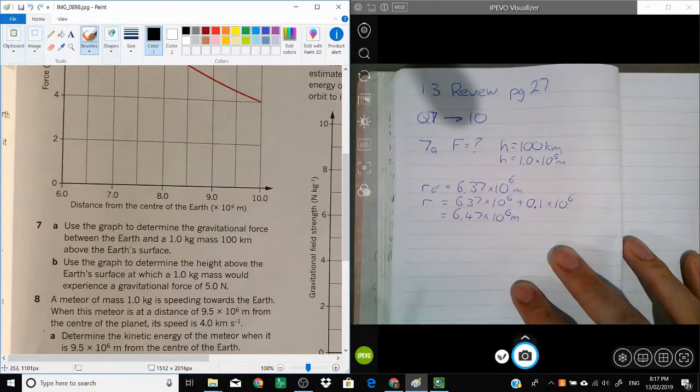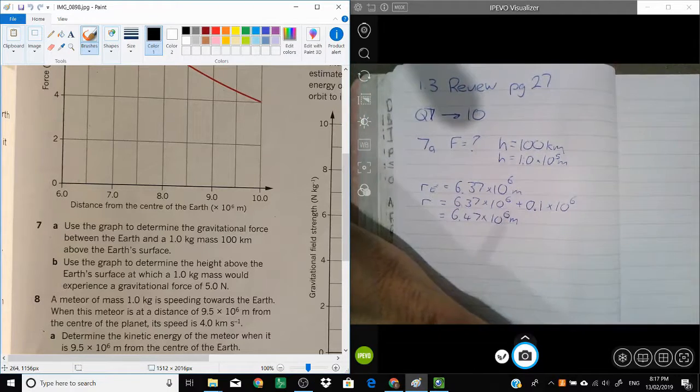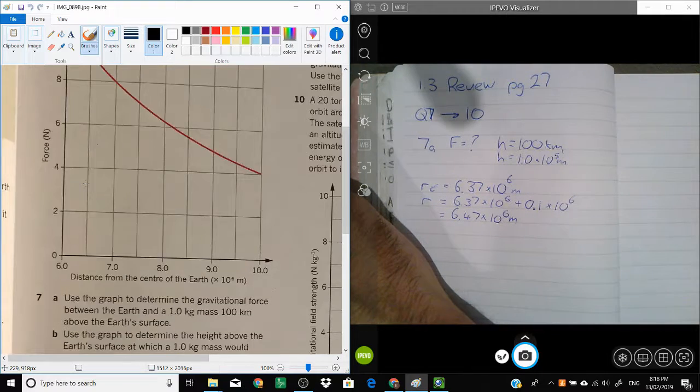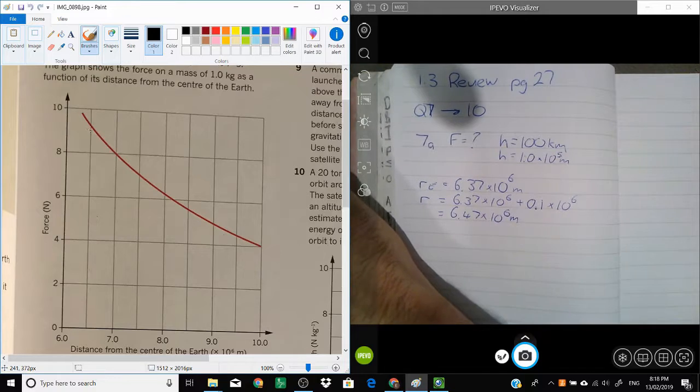On my graph, the distance from the center of the Earth is times 10 to the 6. I only have lines across here every half a whole million, so every 0.5 times 10 to the 6. So 6.5 times 10 to the 6, 7.0 times 10 to the 6, and so on. The closest we've got is 6.5. We're going to follow this up until we cross over here. Then I'm going to go across.